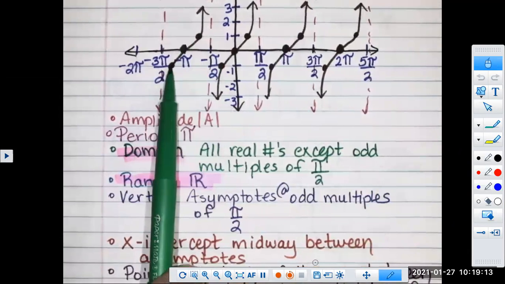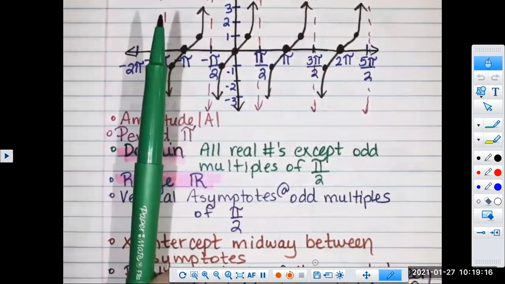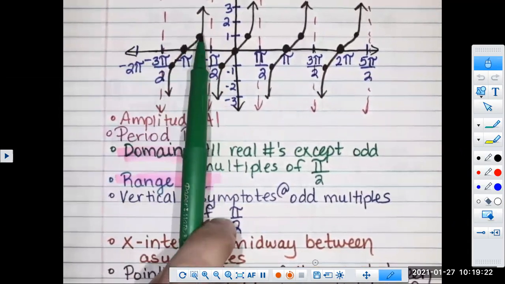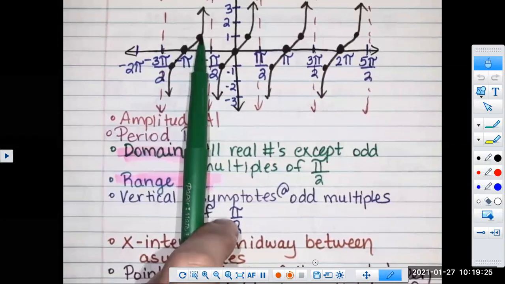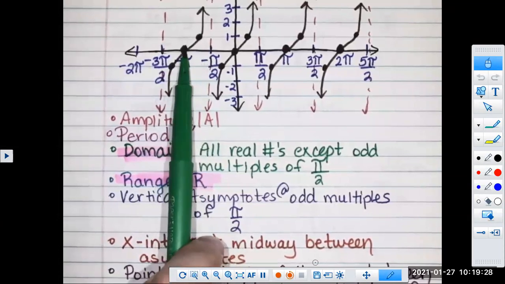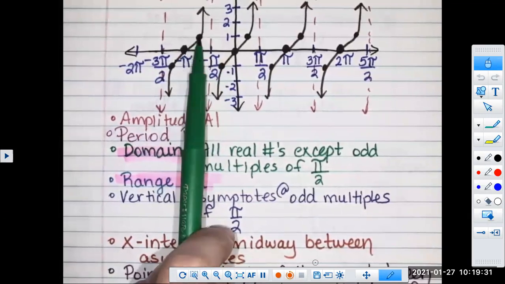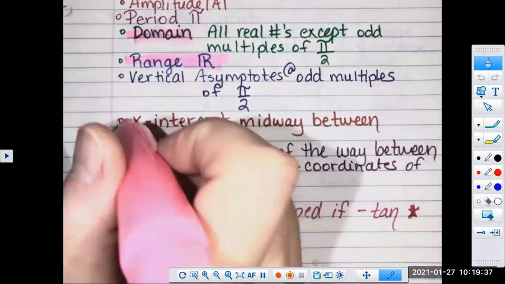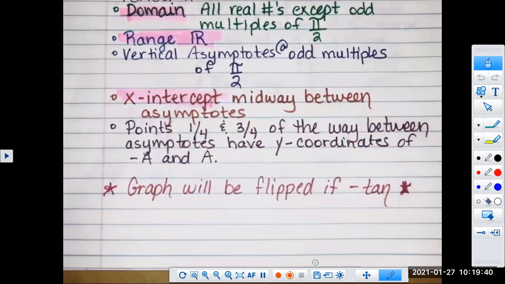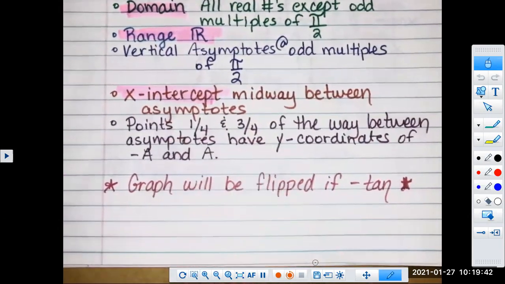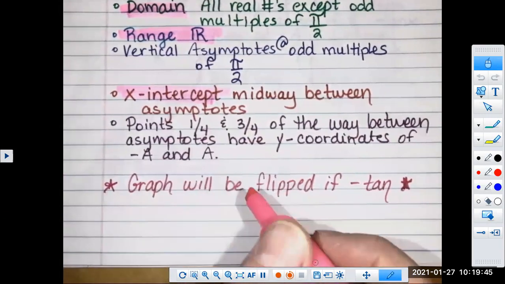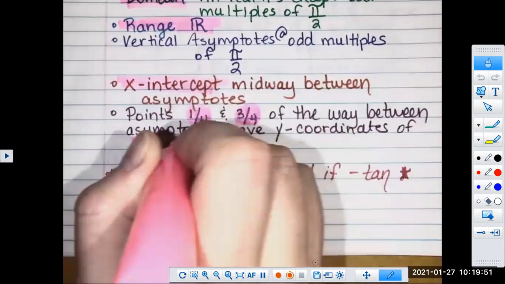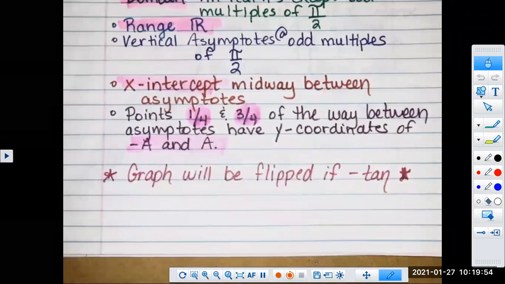Then you're going to have another point in the middle of that x-intercept and your asymptote. It will be down at your amplitude, and then you'll have another point that's 3/4 of the way into the period, or halfway between your x-intercept and that second asymptote. It will be up at your positive amplitude. So you've got x-intercepts in the middle of your asymptotes, and then you've got points that are 1/4 and 3/4 of the way between your asymptotes that will have y coordinates of -a and a.